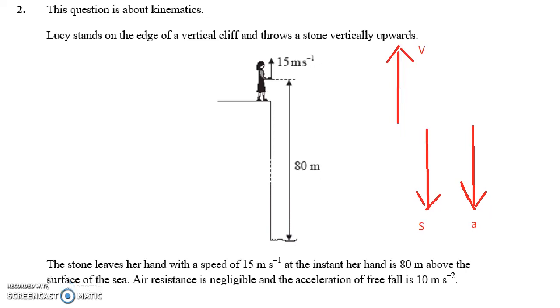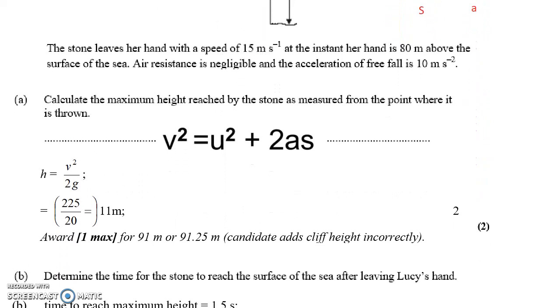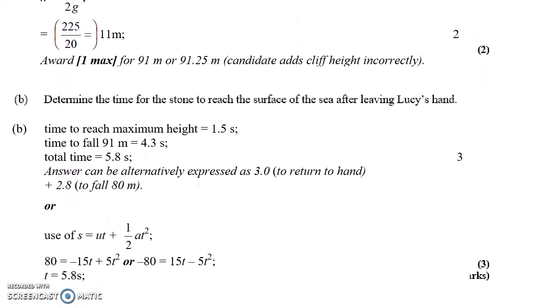With the correct application of SUVAT, you can do it in one step, which is the example in the mark scheme. So if you worked it out separately, you'll get 1.5 seconds on the way up, and then time to fall 91 meters will be 4.3 seconds. You add them both together and you can get 5.8.